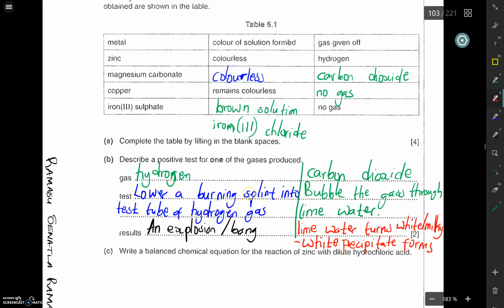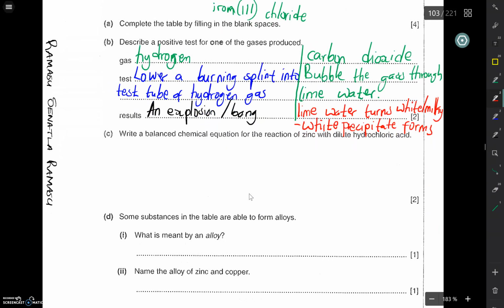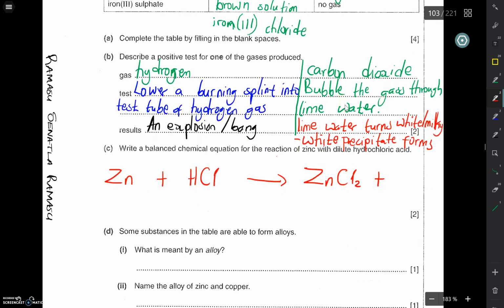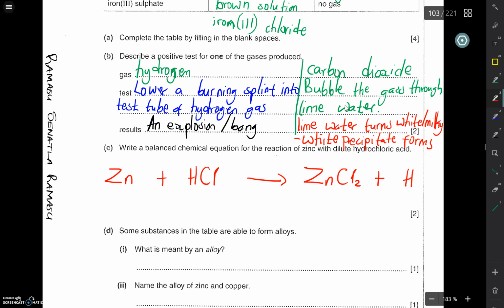Right, let's move on to part C. Part C says write a balanced chemical equation for the reaction of zinc with dilute hydrochloric acid. So we have zinc plus dilute hydrochloric acid, that's HCl, giving zinc chloride, ZnCl2, plus we've been told it gives off hydrogen gas, so this is H2.